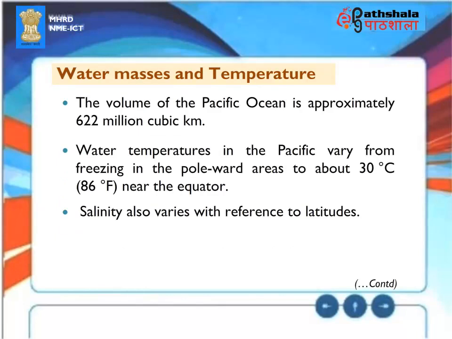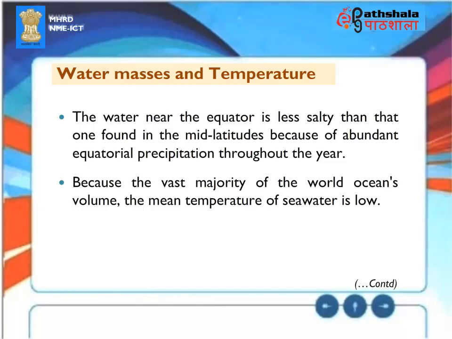Water masses and temperature. The volume of the Pacific Ocean is approximately 622 million cubic kilometers. Water temperatures in the Pacific vary from freezing in the poleward areas to about 30 degrees centigrade, 86 degrees Fahrenheit, near the equator. Salinity also varies with latitude. The water near the equator is less salty than the water found in the mid-latitudes because of abundant equatorial precipitation throughout the year. Because of the vast majority of the world's ocean volume, the mean temperature of seawater is low.